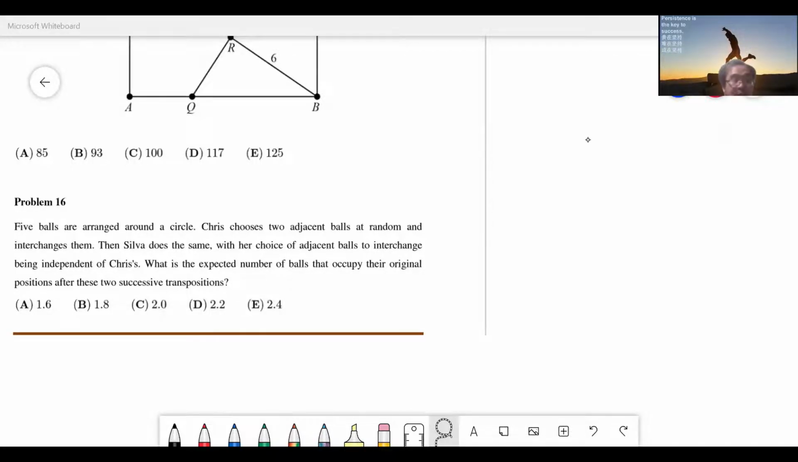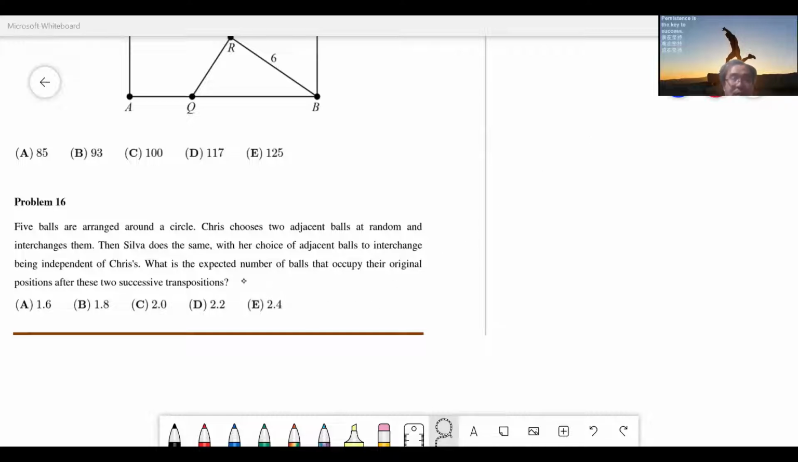Question number 16. 5 balls are arranged around a circle. Chris chooses 2 adjacent balls at random and interchanges them. Then Silva does the same with her choice of adjacent balls to interchange being independent of Chris's. What is the expected number of balls that occupy their original positions after these 2 successive transitions?